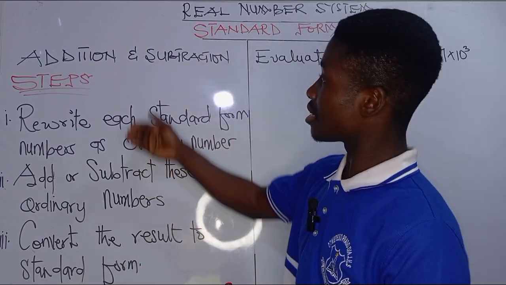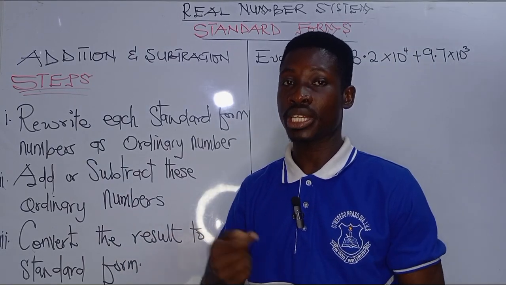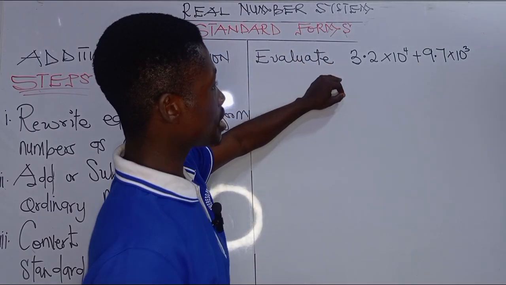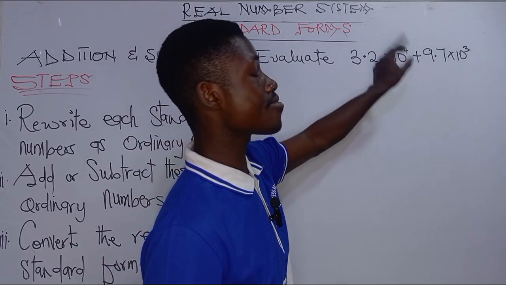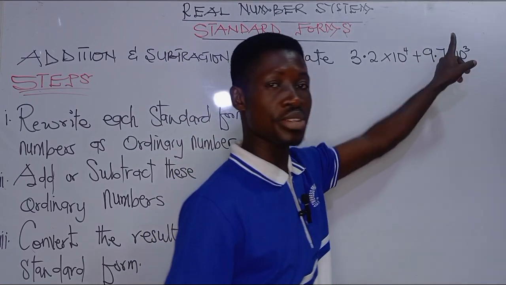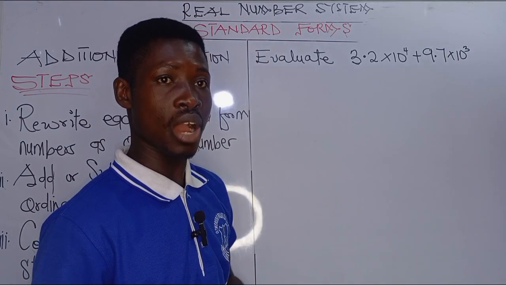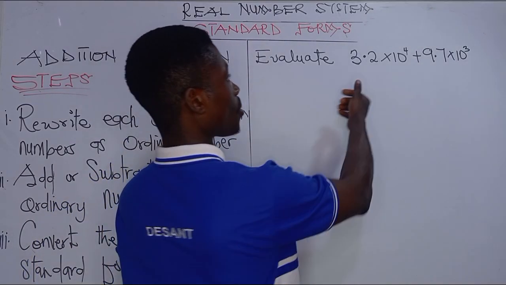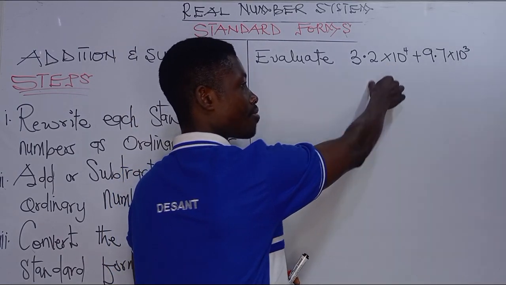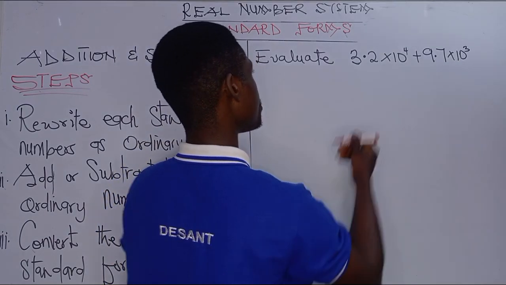So I have written down the steps here. You can pause the video and practice with it. Let's take our first example. We are to evaluate 3.2 times 10 raised to the power positive 4 plus 9.7 times 10 raised to the power positive 3. As I said earlier, we are going to rewrite these standard forms as ordinary numbers. So we have our solution.